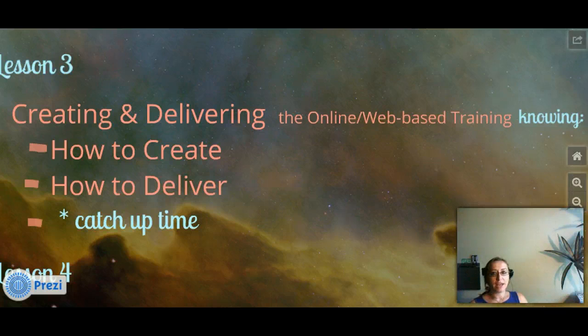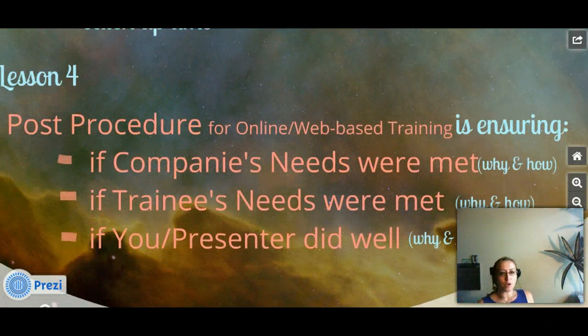Lesson 3 is creating and delivering the online or web-based training. First we're going to talk about how to create it and then how to deliver it. And then we're going to have a little catch-up time. Lesson 4, post procedure for online and web-based training. Now that is to ensure if the company's needs were met, if the trainees' needs were met, and if your needs were met, or if you did well. We're going to find out why and how.